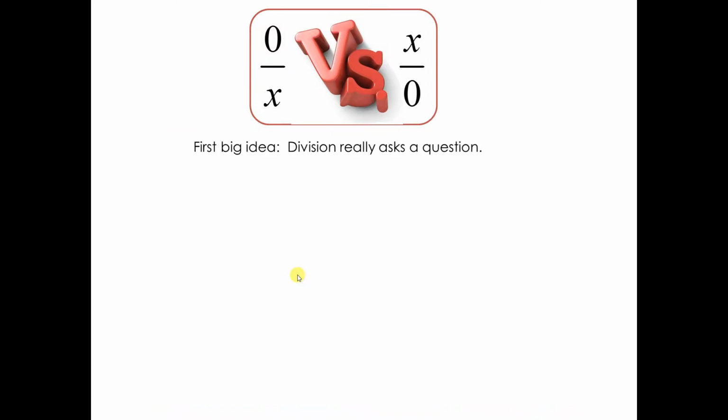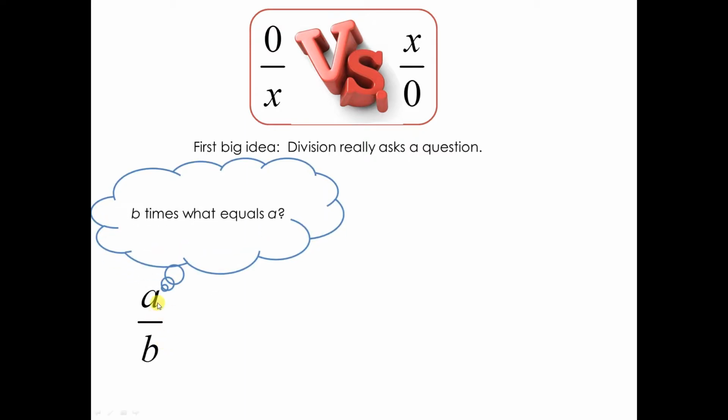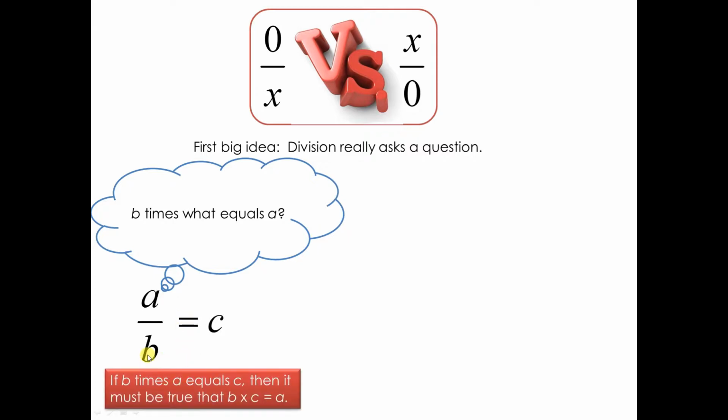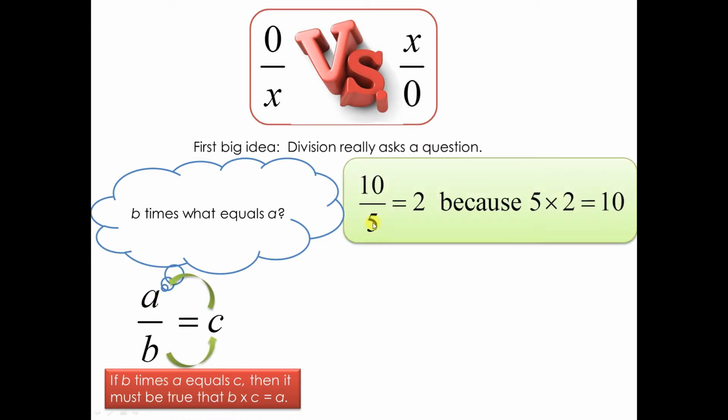So let's get started. So the first big idea that you have to get your head around is that division really asks a question. And if you can answer the question being asked, well, then things are a lot easier. For example, A divided by B is probably how you would read it, but you should think instead, B times what number equals A. That is actually how division is defined. So if this equals another number C, then it must be true that B times C would equal A. That's how it works. Let's see an example with some integers.